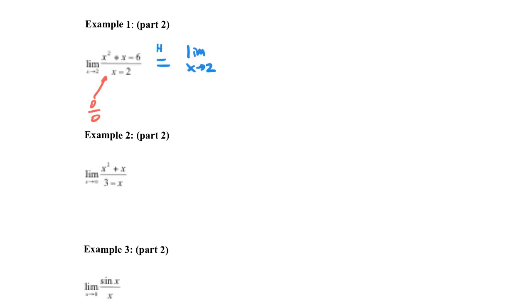And now we take the derivative of these individually. The derivative of this first function, x squared plus x minus 6, is just 2x plus 1. The derivative of this other function, x minus 2, is just 1. And now we can take the limit with no problem. You plug in a 2, and you get 5 over 1, which is 5.